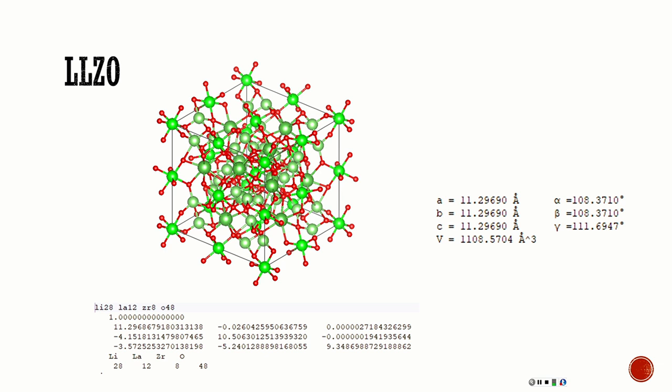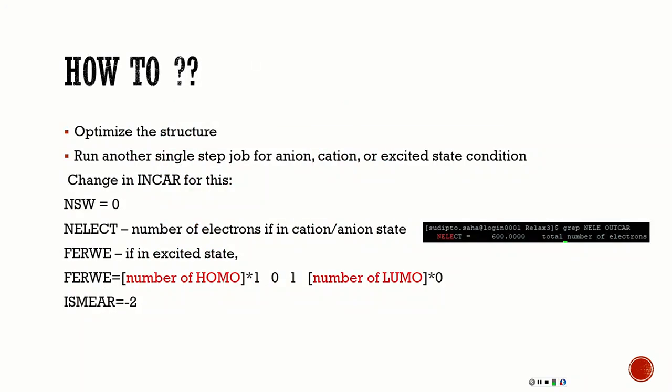In A, B, and C, we can see that the length is the same. That means this is a cubic structure having volume 1108. So I have calculated the density of state for this one. So how to do that? For doing this, we will have to relax the system first. We have already done this type of thing in our previous classes, that we will have to relax the structure. And after relaxation, 4 different things can happen.